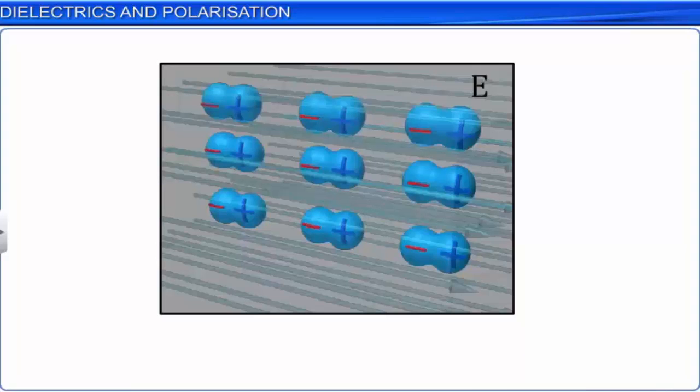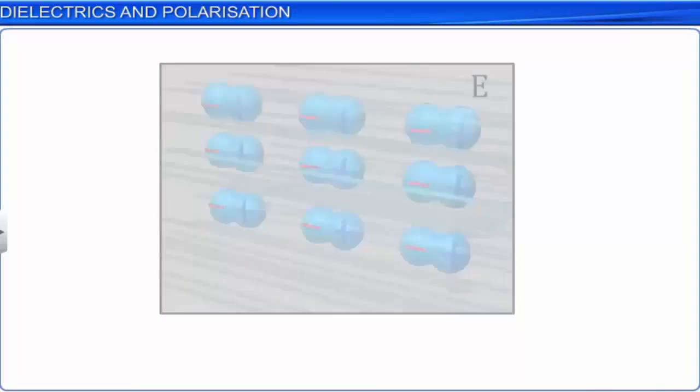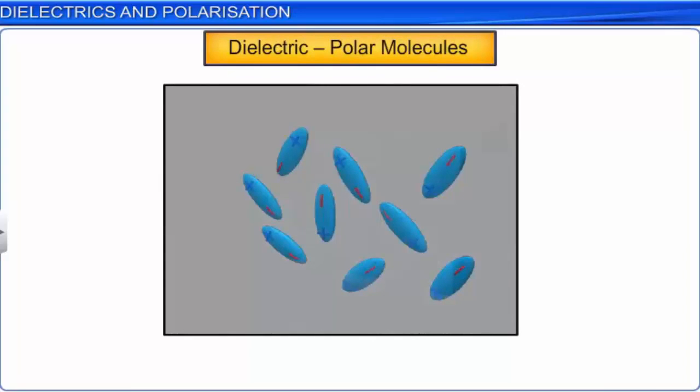Now let us consider the case when the dielectric material is made of polar molecules. In the absence of the external electric field E, the polar molecules in the dielectric are such that their electric dipole moments are randomly oriented due to thermal agitation, and hence the total dipole moment is 0.